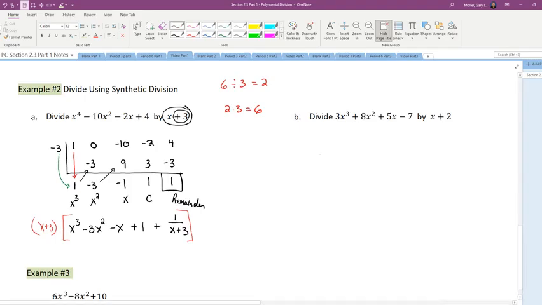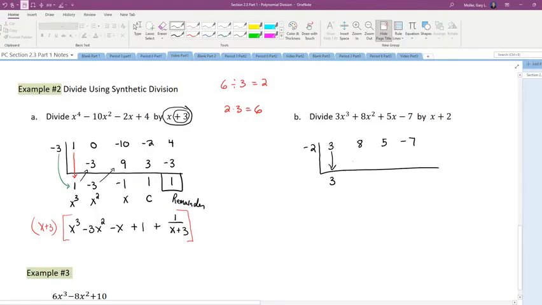All right, so where you're going to make mistakes, first of all, you have to remember to take the opposite. So we don't want x plus 2, we want minus 2. And then we have to double check. We've got cubed, squared, x, so there are no missing terms this time. So 3, 8, 5, negative 7. Make sure you write it down right. That's usually my biggest error. And bring the 3 down to start.